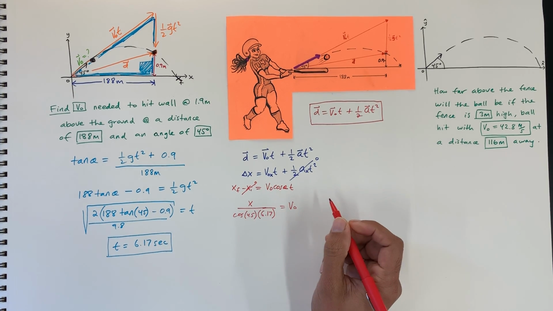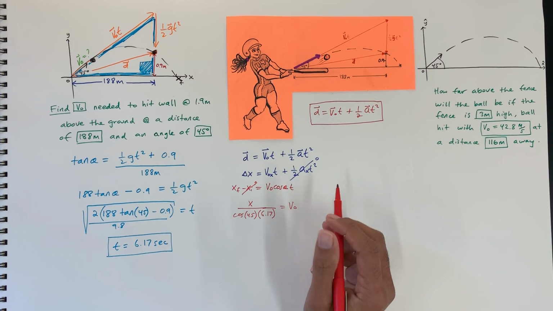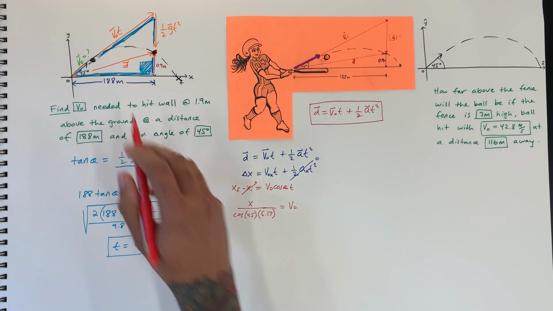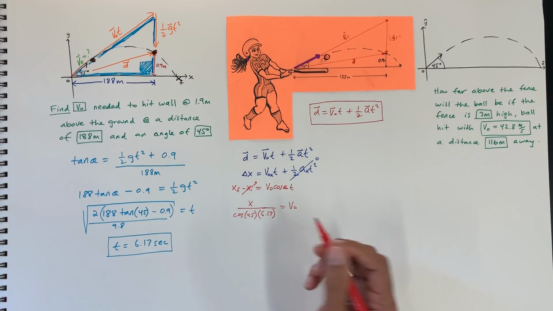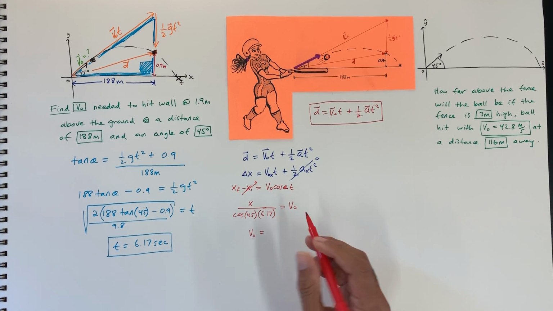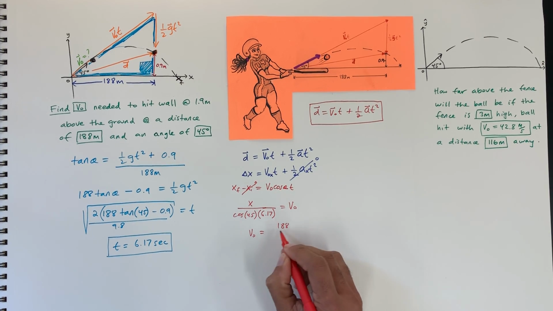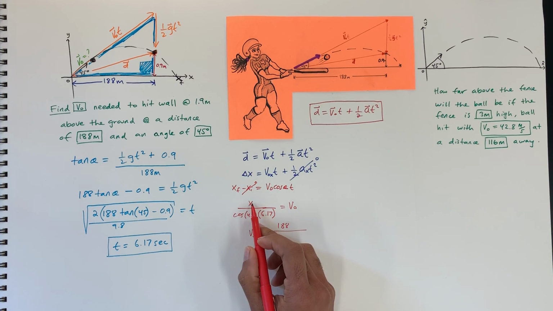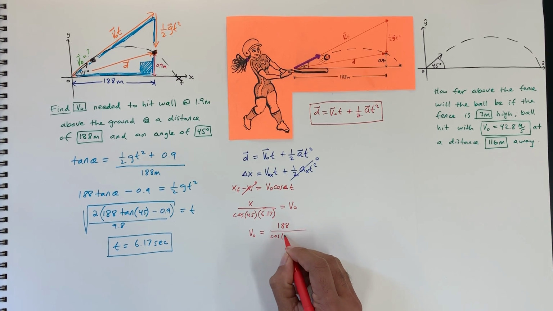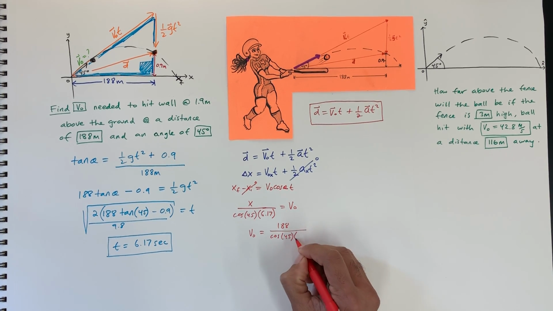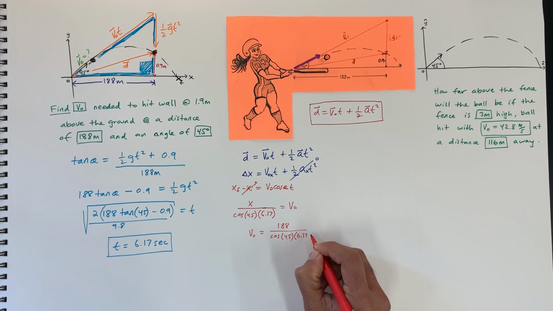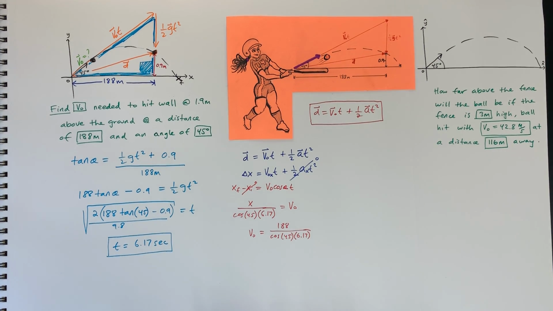And that's equal to velocity initial. The x is 188 meters, so let me just rewrite that. Velocity initial is equal to 188 meters, which is the one on top, cosine of 45, and the time is 6.17 seconds. All right, so plugging that into the calculator, we should get velocity initial is equal to 42.8 meters per second.